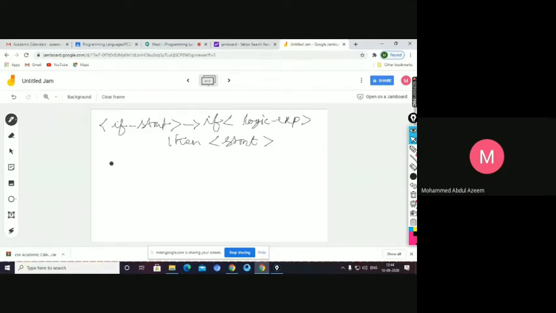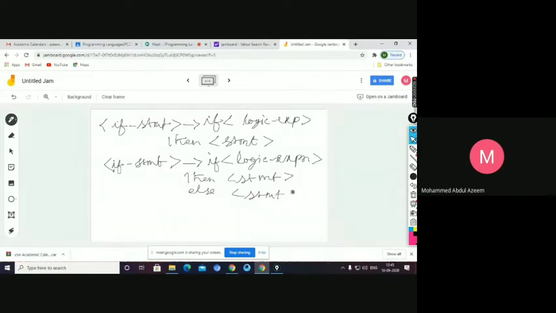Or you can even define the if statement with an else combination. How do you define the if statement? It is defined to be if logical expression then statement else another statement, right?